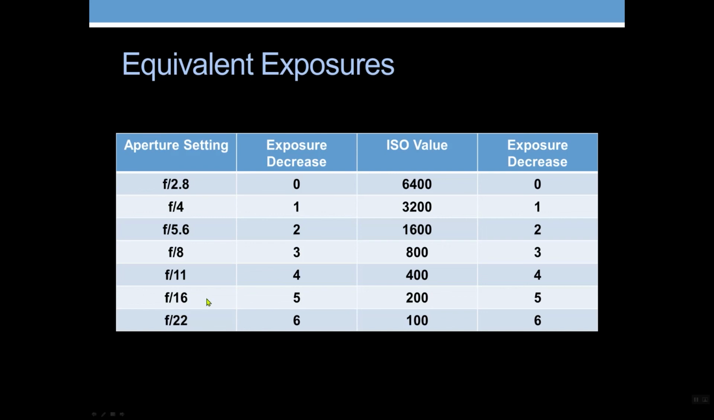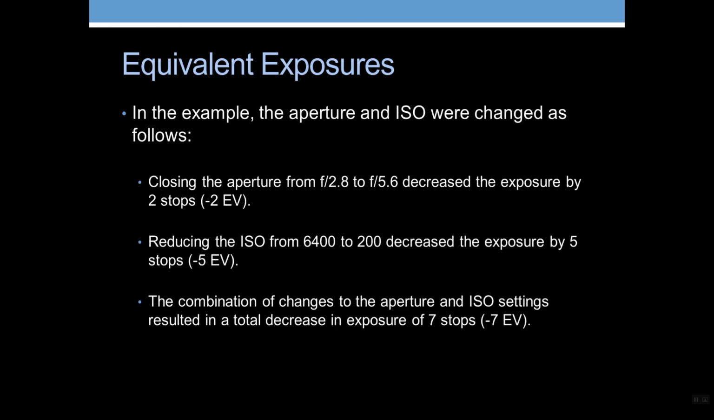So I went from 2.8 to 5.6. That is a 2-stop decrease in exposure. I'm closing down my aperture, letting in less light. Then I went from 6400 ISO all the way down to 200, and that represents a 5-stop decrease in exposure. 5 plus 2 equals 7. Okay, so this is minus 7 EV combined with the plus 7 EV of the exposure increase. That gives me 0.